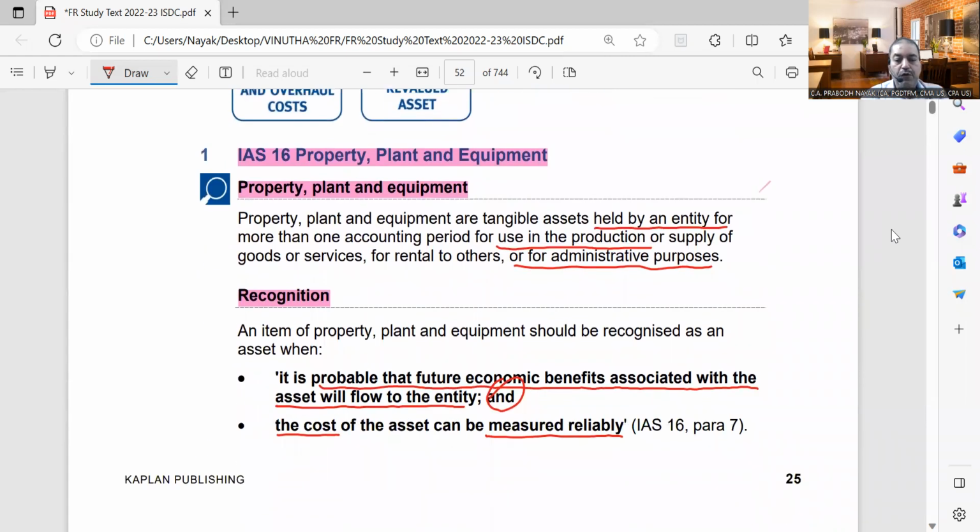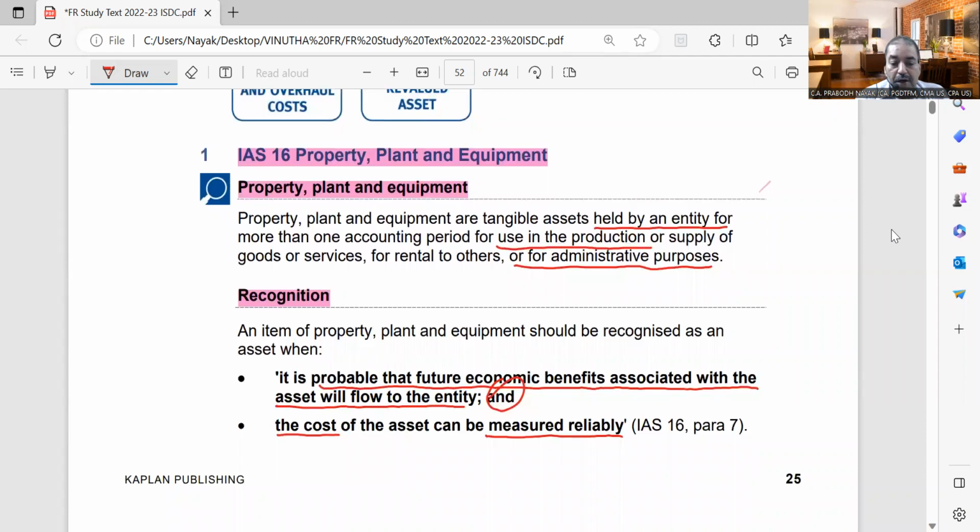The first thing that you have to know here is the accounting standard number. The accounting standard number is IAS 16. Most important accounting standard number. IAS 16, that is International Accounting Standard, not Indian Accounting Standard. I stands for International. International Accounting Standard 16, which deals with property, plant and equipment, that is PPE.